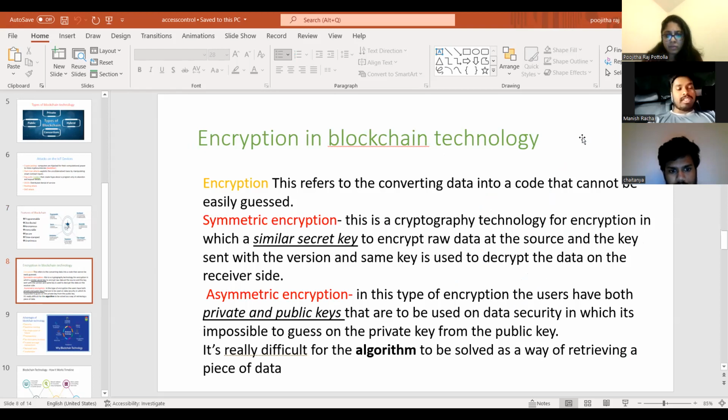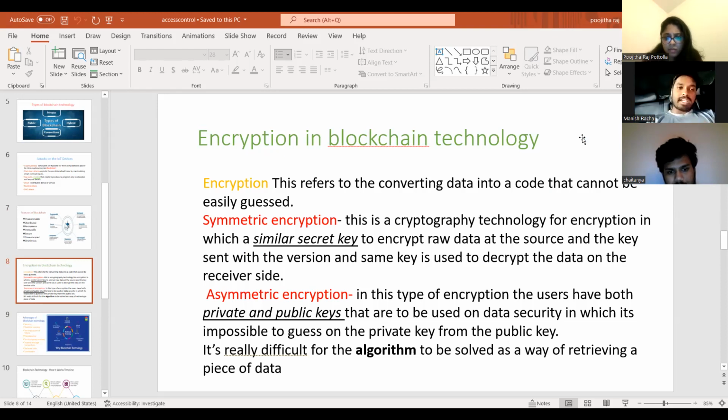Encryption is of two types, that is symmetric and asymmetric. Symmetric encryption is a cryptography technology in which a single secret key is used to encrypt raw data at the source, and the same key is used to decrypt the data on the receiver side. So with the help of the same key, the data encrypted by the sender will be decrypted again by the receiver.